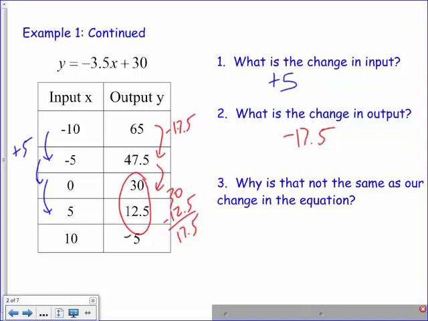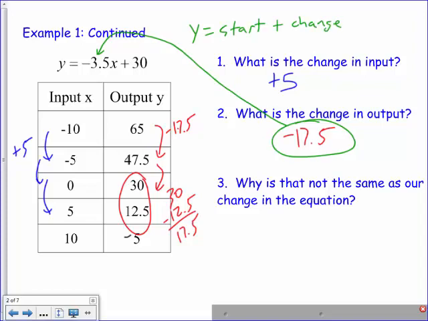Okay, well, let's think about this. Why is that not the same as our change in the equation? Shouldn't this change in the output match the change? Remember, it's y equals start plus change times x. So the change should go with the x, right? Why do they not match up? The start is nice. Look at the start. When x is 0, the start is 30. There's my start. I like that. But why are they not the same? It should be negative 3.5.